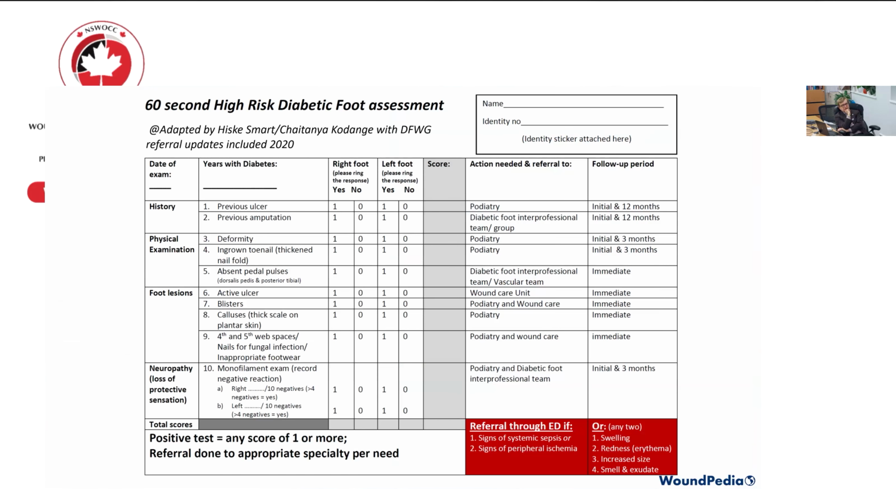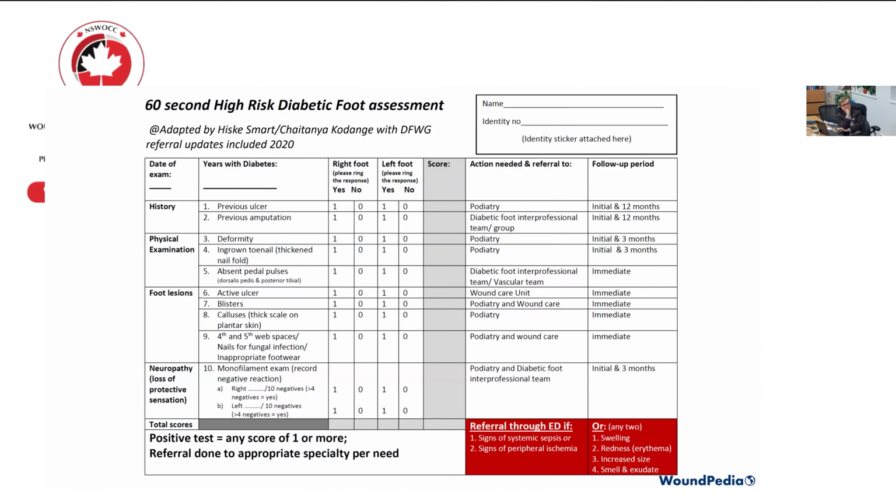This is the 60-second screen, and Dr. Hiskey Smart and Dr. Kadanga, working in wound care in the Kingdom of Bahrain, took the history, physical, foot, and neuropathy, and put where the referral should be. You can circle it, and the follow-up period. And you see the follow-up period.